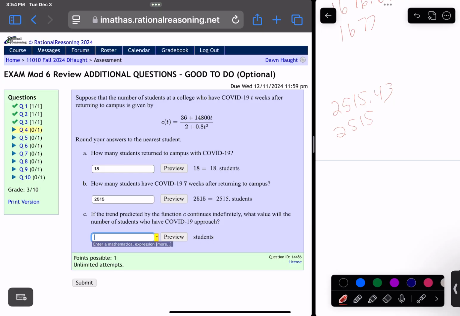And then if this predicts indefinitely, what happens if, again, our highest power is in our denominator, it's always going to head to 0.